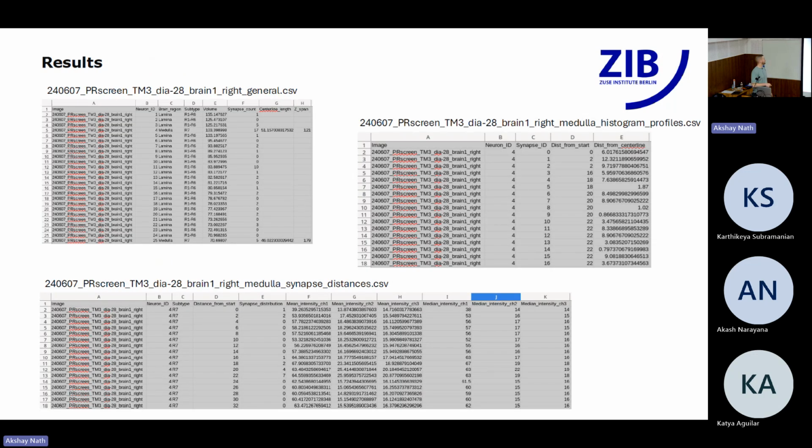Okay, not a very informative slide, but these are basically the CSV files that we get from the pipeline. There's one file with general information, with the brain region, subtypes, and so on, then another file with the profiles, with the mean and median intensities, and then another file in which we save the synapse distributions.